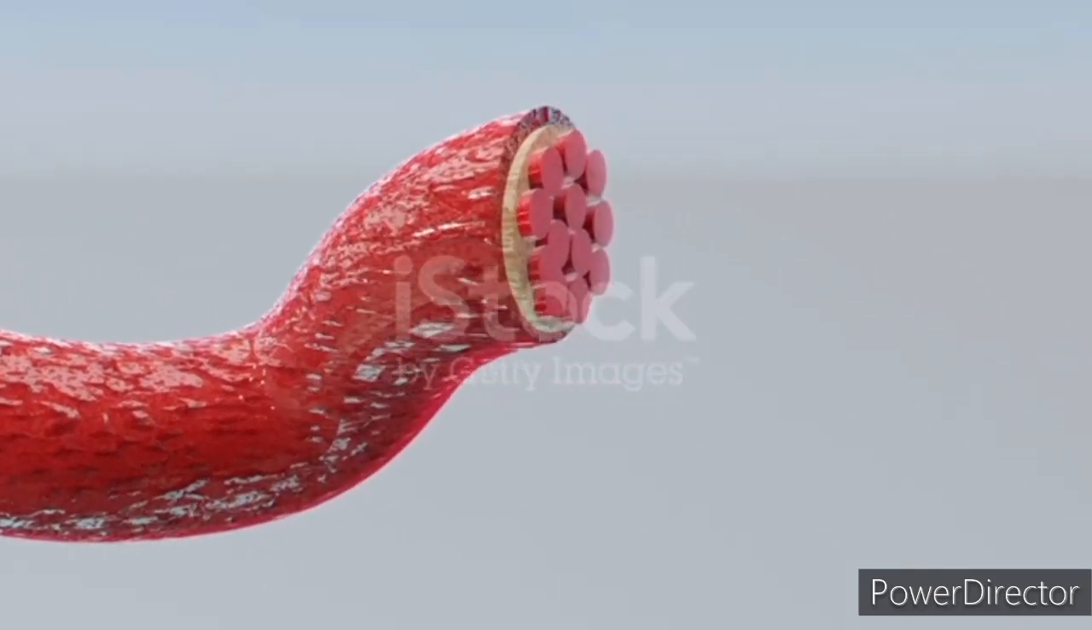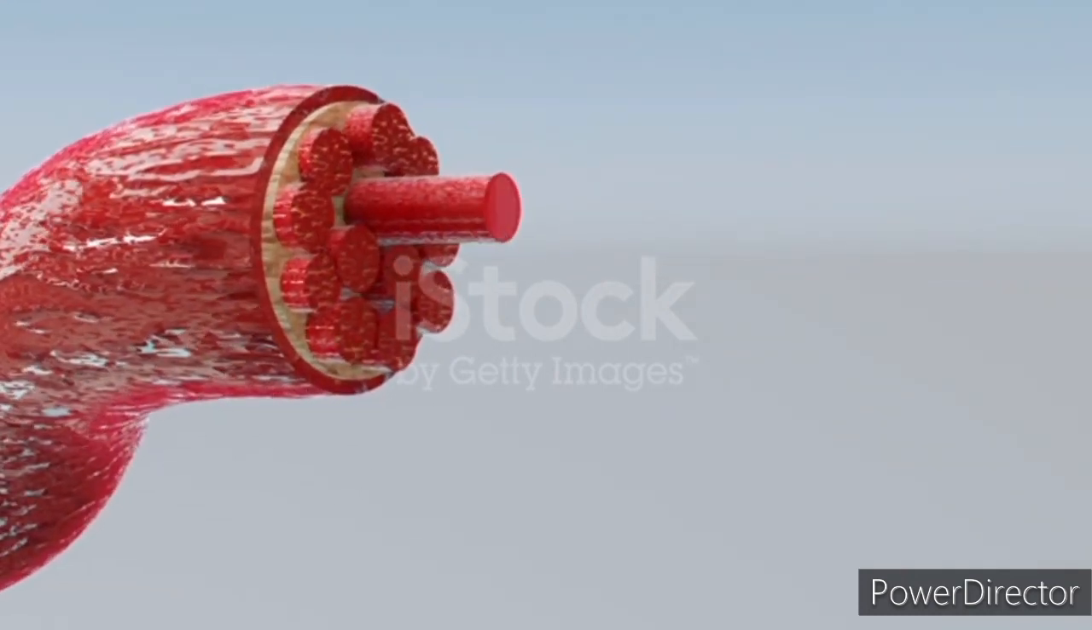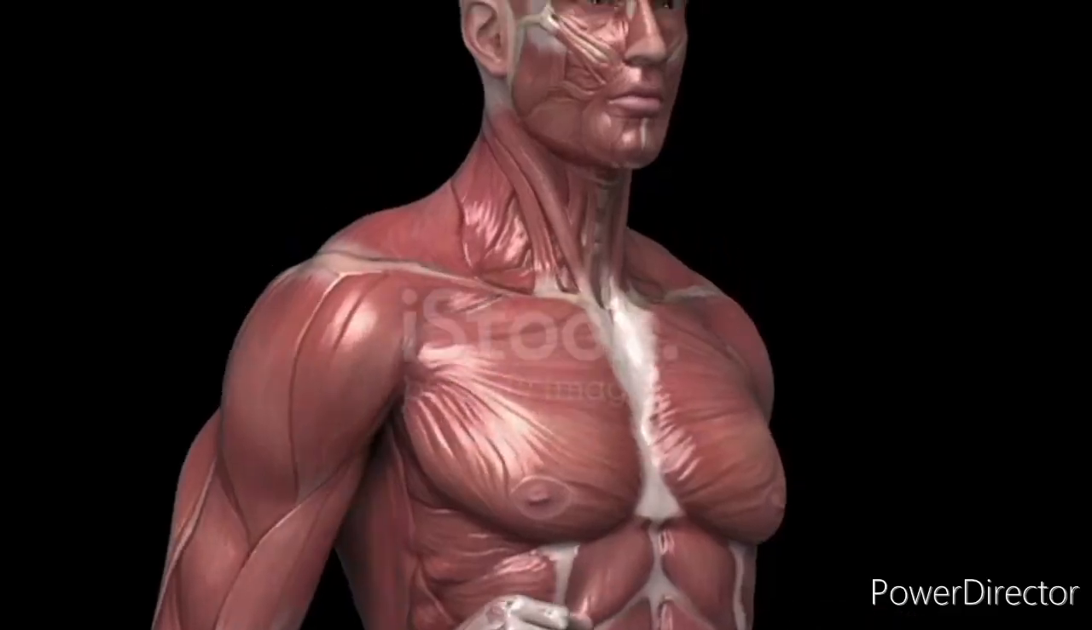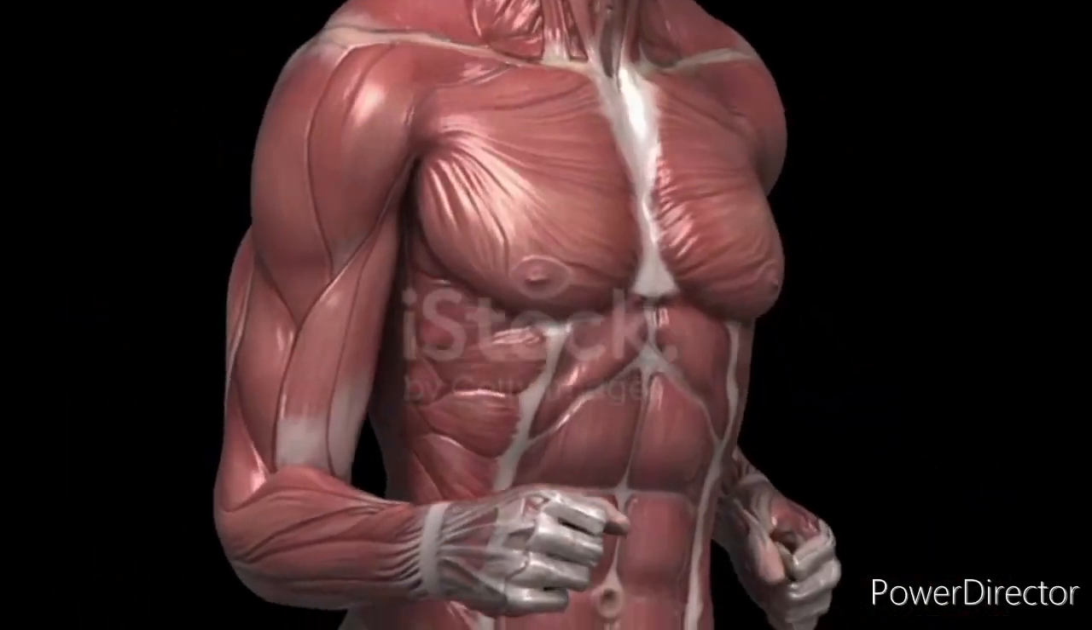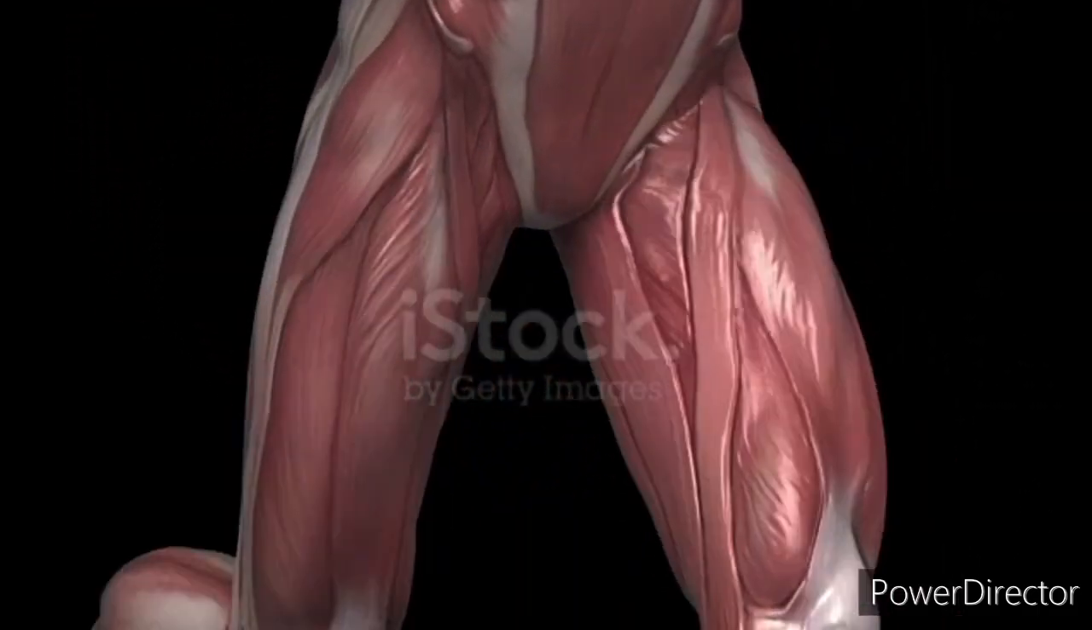ER in muscle cells. Muscle cells contain an extensive endoplasmic reticulum network called sarcoplasmic reticulum, which stores calcium ions and plays a pivotal role in muscle contraction and relaxation by releasing and sequestering calcium during muscle activity.